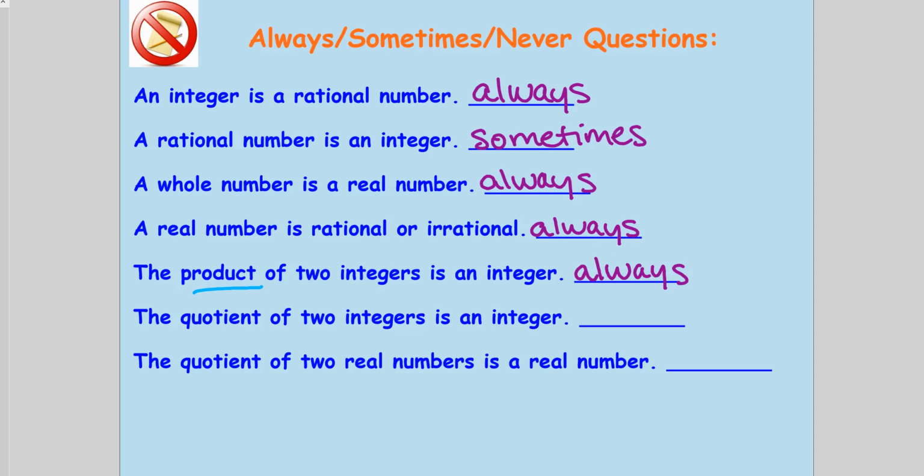How about the quotient? The quotient of two integers is an integer. You're going to divide. Suppose you have 5 divided by 1. Integer divided by integer. Is that an integer? Yes, it is. Suppose you have 5 divided by 2. Integer divided by integer. Is that an integer? No, it is not. So this one is sometimes.